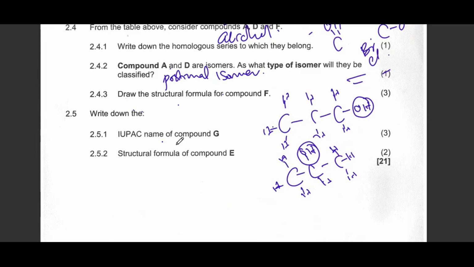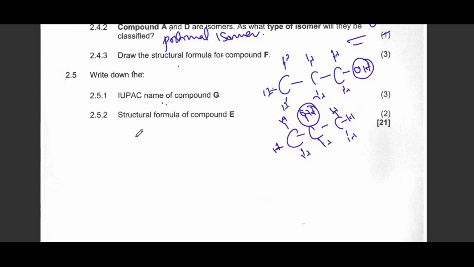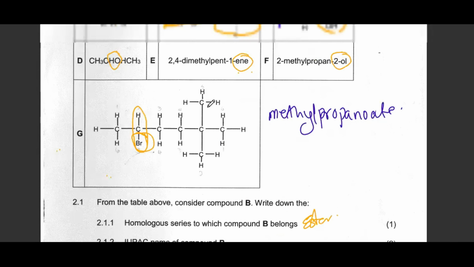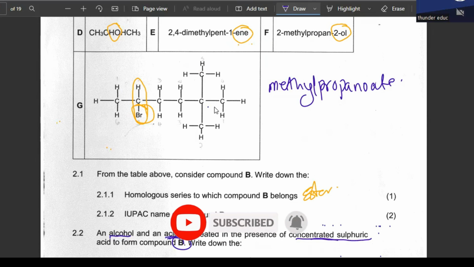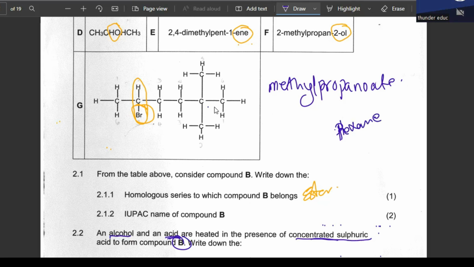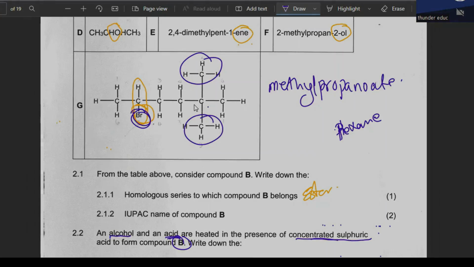But even this oxygen must show a bond. Then they are saying, that's a drawing. Then the IUPAC name of G. Where is G? G, so it's 1, 2, 3, 4, 5, 6. So it means that 6 is hexane. Hexane, yes, hexane. Because this is the functional group, I'm going to count from this side.